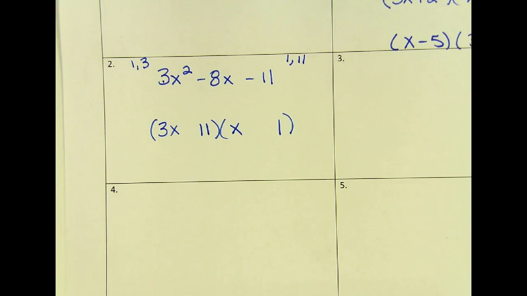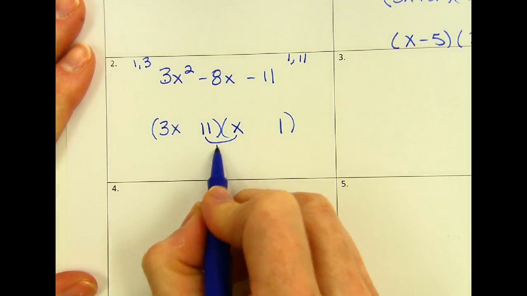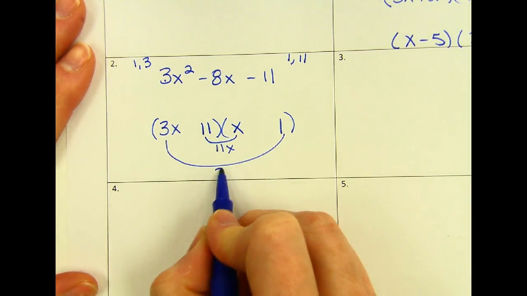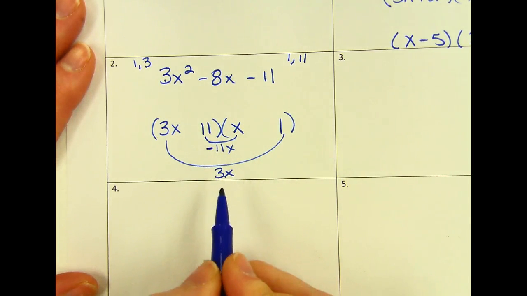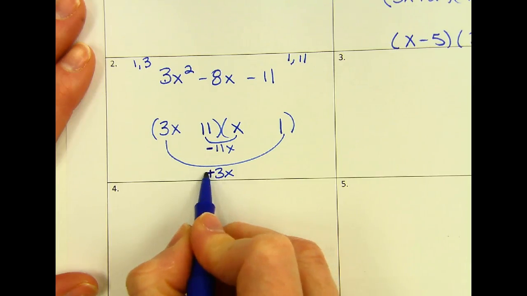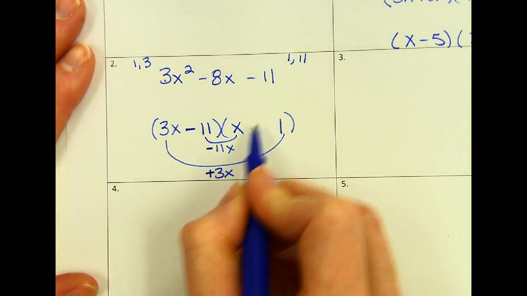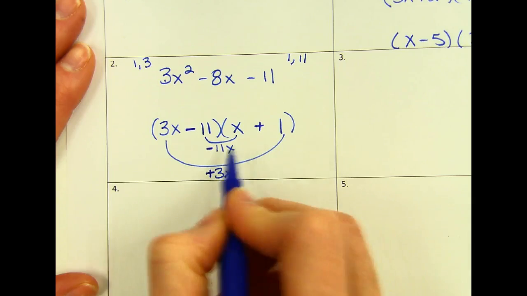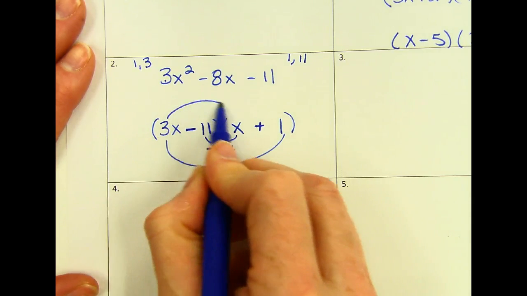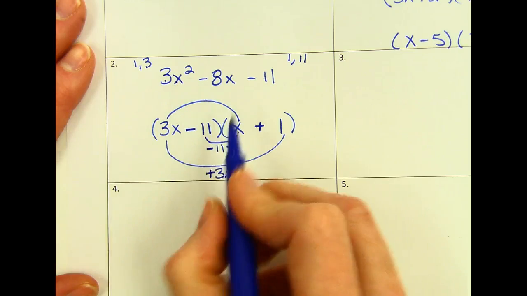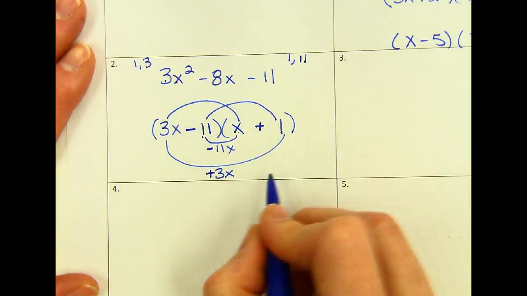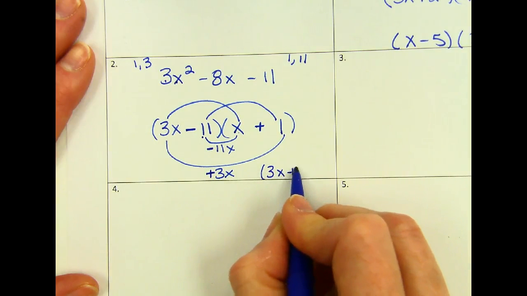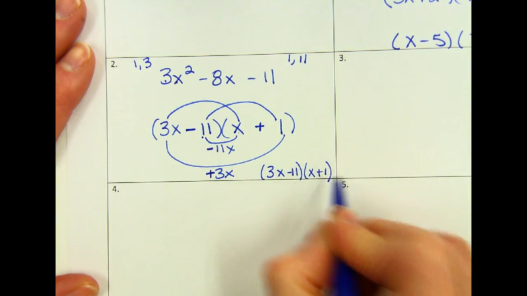Okay, this is how I have found my numbers to be placed. I think I can have some success with this. I have an 11x here. I have a 3x here. I need a negative 8. That means the 11 will be negative, the 3 will be positive. So I'm going to put the negative here, the positive here, and now check. I've got the middle checking. 3x times x is 3x squared. Negative 11 and 1 will give me negative 11. It checks out. So my answer is 3x minus 11 times x plus 1.